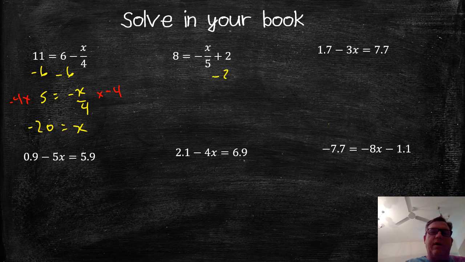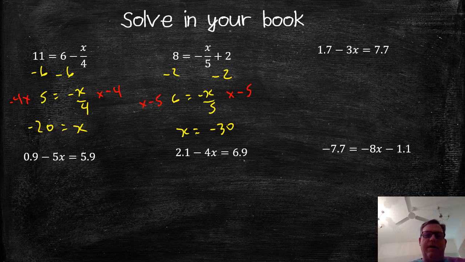Next one, we're going to take away 2. 6 equals minus x over 5. And again, this is what your work should look like. I'm going to multiply both sides by negative 5. So x is going to equal negative 30.